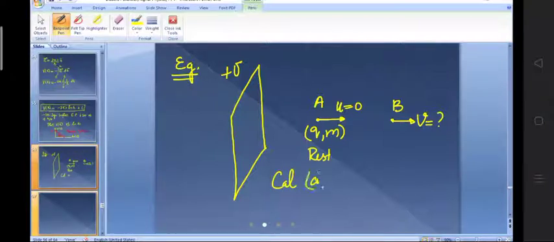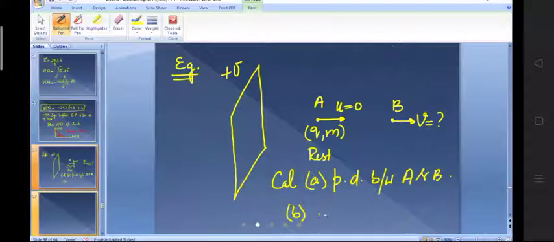Part A: calculate the potential difference between A and B. Number one, you are supposed to calculate the potential difference between the points A and B. And part B is that you will have to calculate the velocity of the particle at point B.